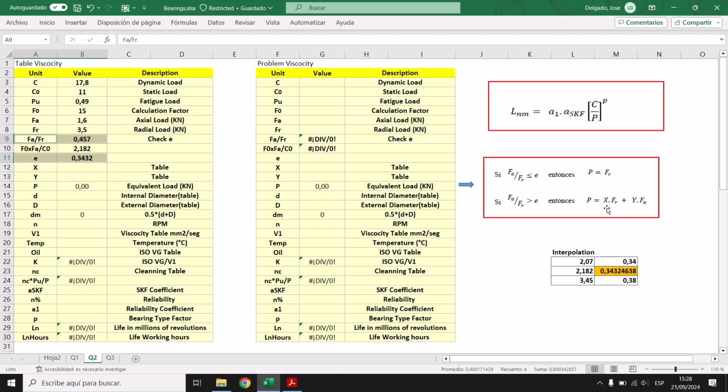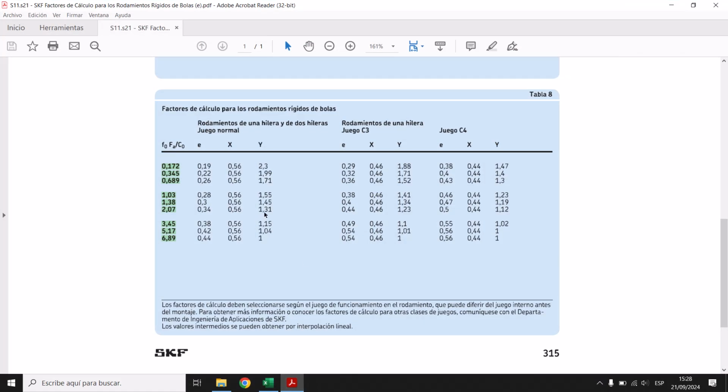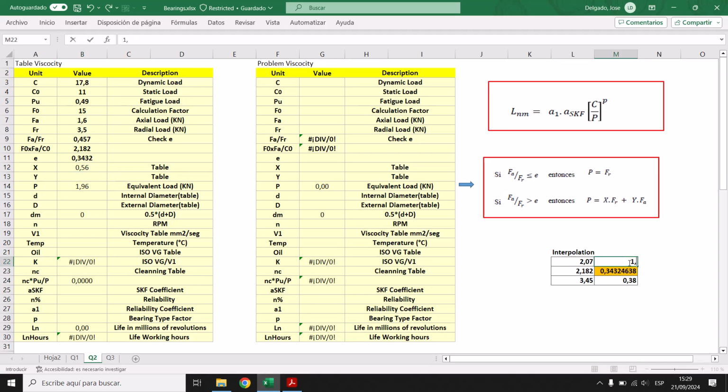So we should make the second case. Now we need an X value. It's 0.56. But why do we have to make another interpolation? So 1.31 and 1.15. So now the value is 1.29. I wish you all three decimals. Okay. So now we have the equivalent load, and as you can see, we are using x with the radial load plus y multiplied with the axial load.